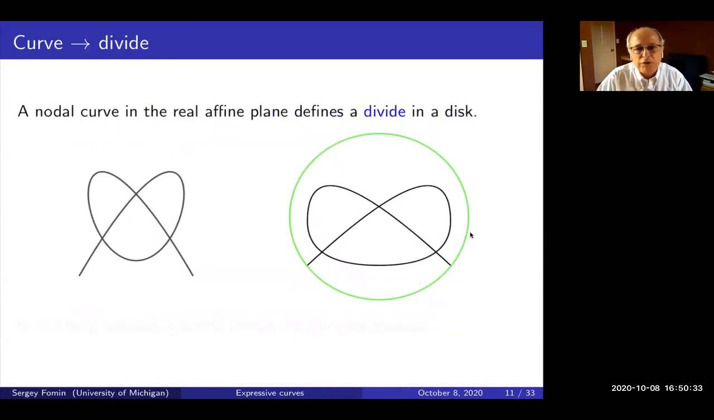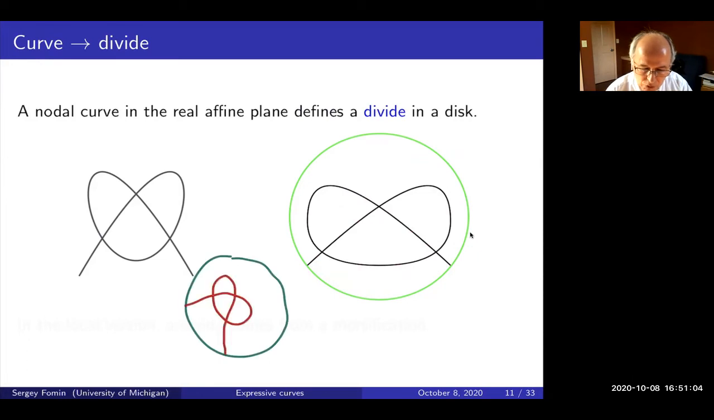So when we have a nodal curve in the real affine plane, we can define what A'Campo calls a divide. A divide is maybe not a good word, but it's already used in the literature. I would call it a doodle. So you, or maybe your granddaughter, takes a pencil and draws something, you know, something like this. Maybe you start with a disk, and then you take a pen or a pencil and you draw something, and then you draw something else, and then you draw maybe something closed. Okay, so this is what a divide looks like.